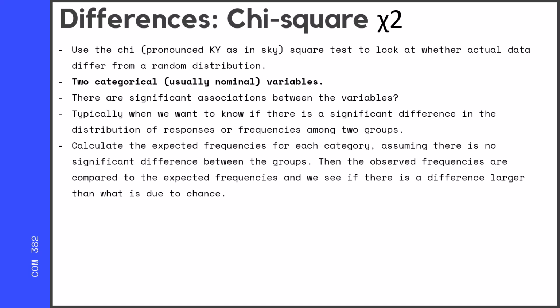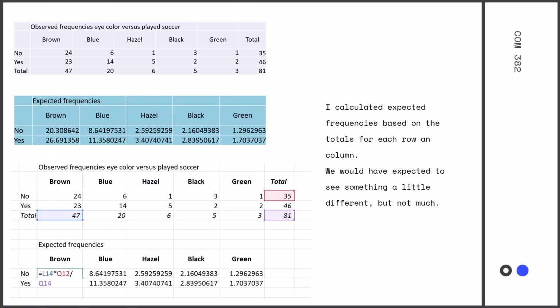In a chi-square, you calculate the expected frequencies for each category, assuming that there should be no significant difference between the groups. Then you look at the observed frequencies and you compare the expected versus the actual. So we tend to use a crosstab with this, and let me show you an example.